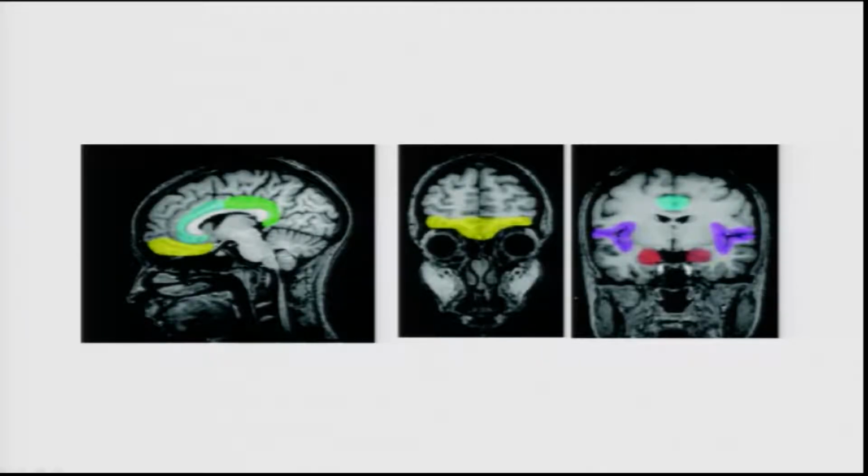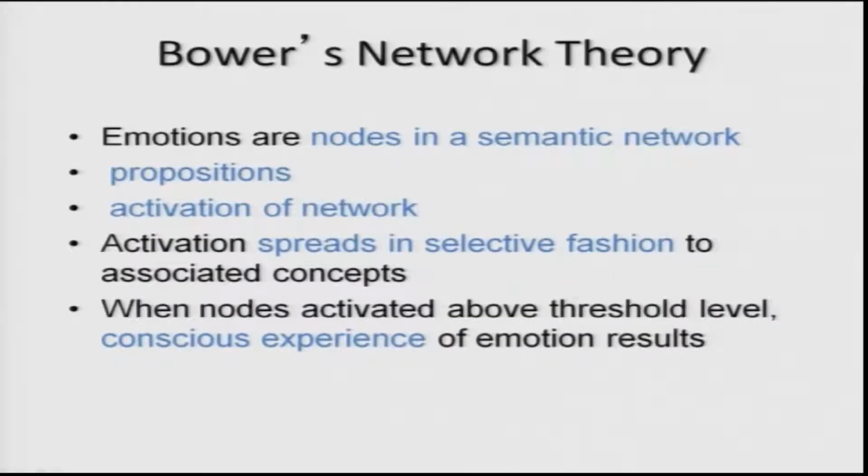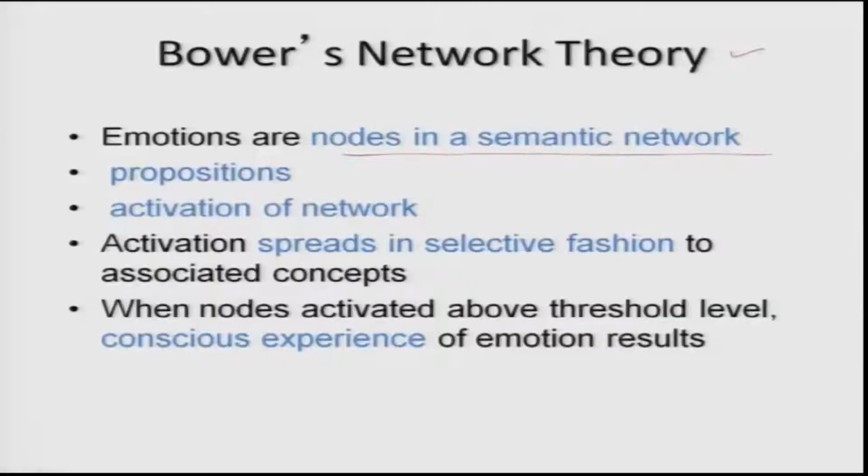Again, this is the imaging. This is one of the theories which tries to explain in a more comprehensive model what we are talking about: Bower's network theory, which says that emotions are nodes in a semantic network. Semantics, as you know, is making meaning of the whole thing, and that is what our mind is doing, trying to make meaning of the whole thing. They are nodes in a semantic network, like propositions. When there is an activation of the network, it spreads in a selective fashion to associated concepts, and when nodes are activated above a threshold, conscious experience of emotions results.